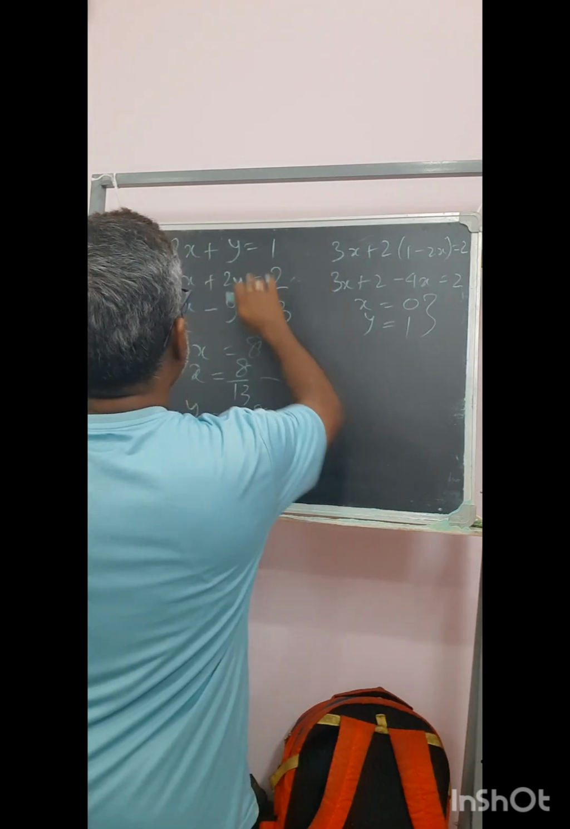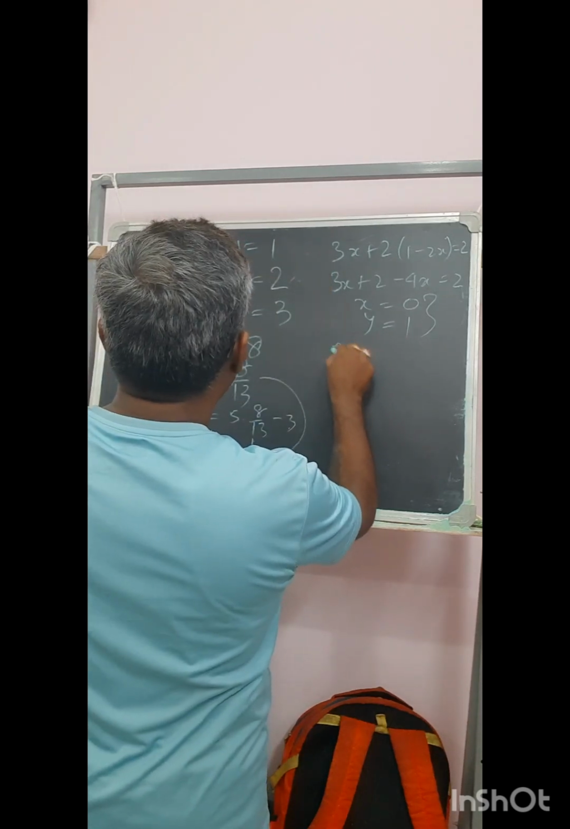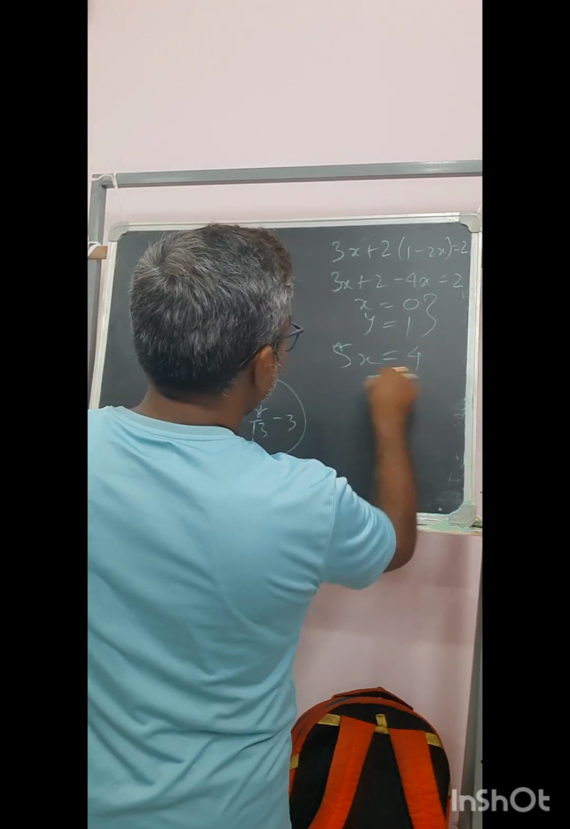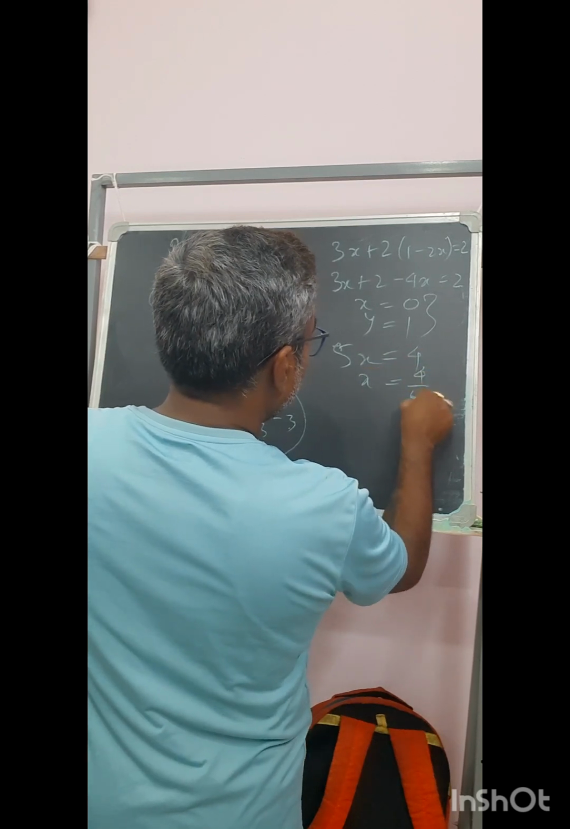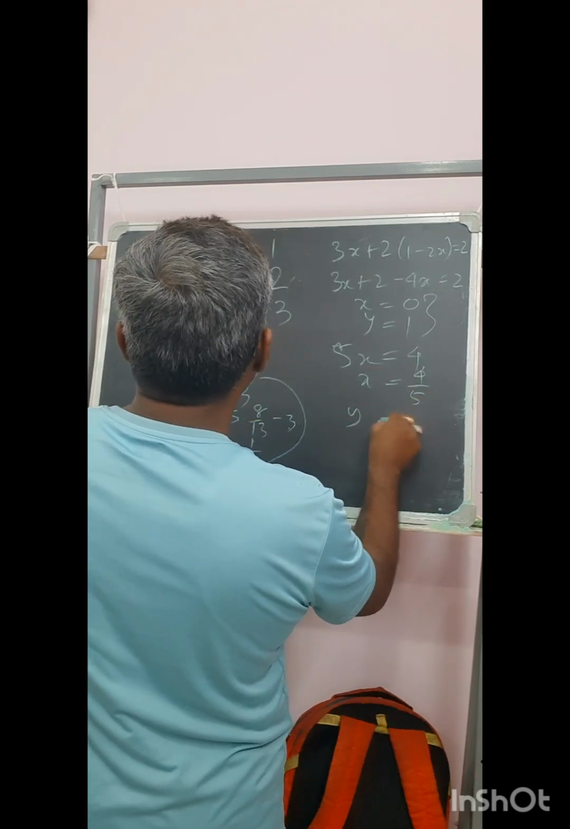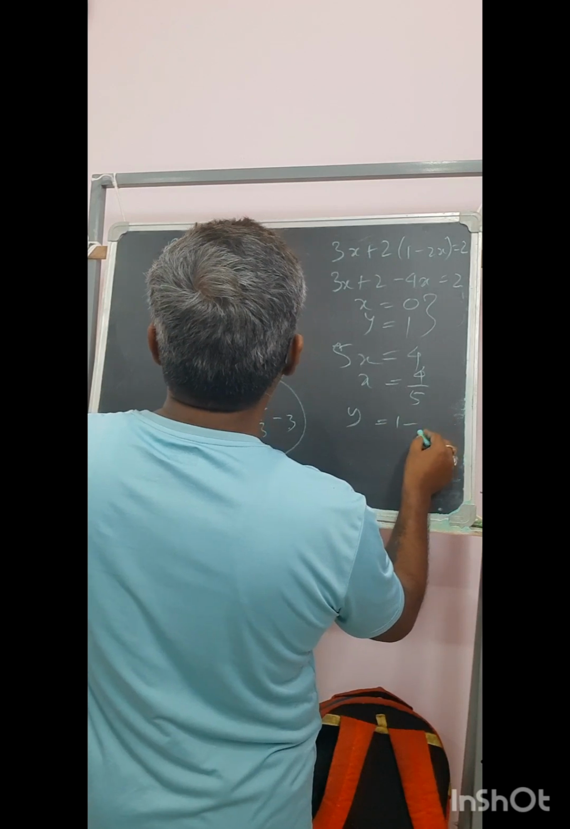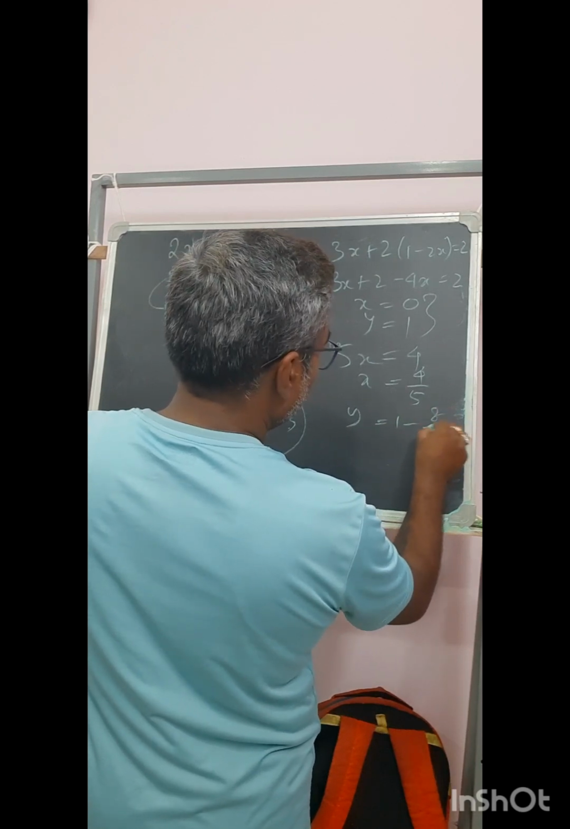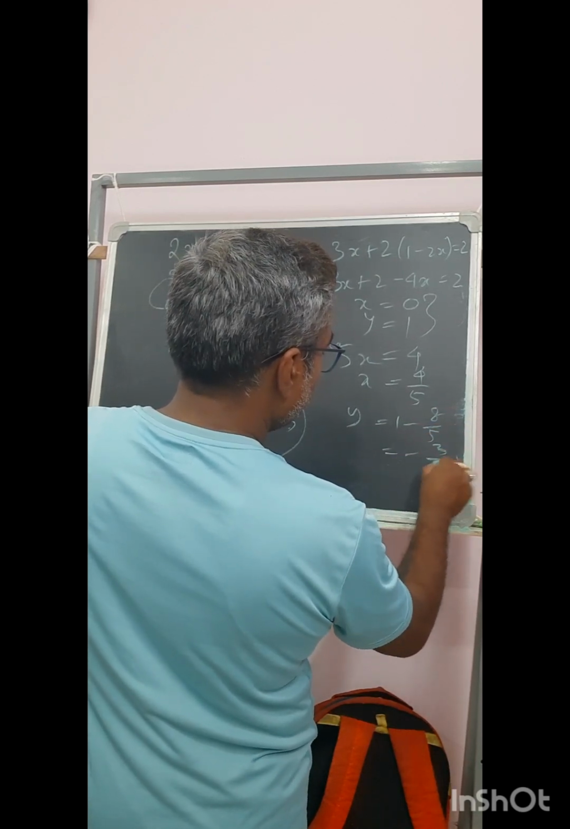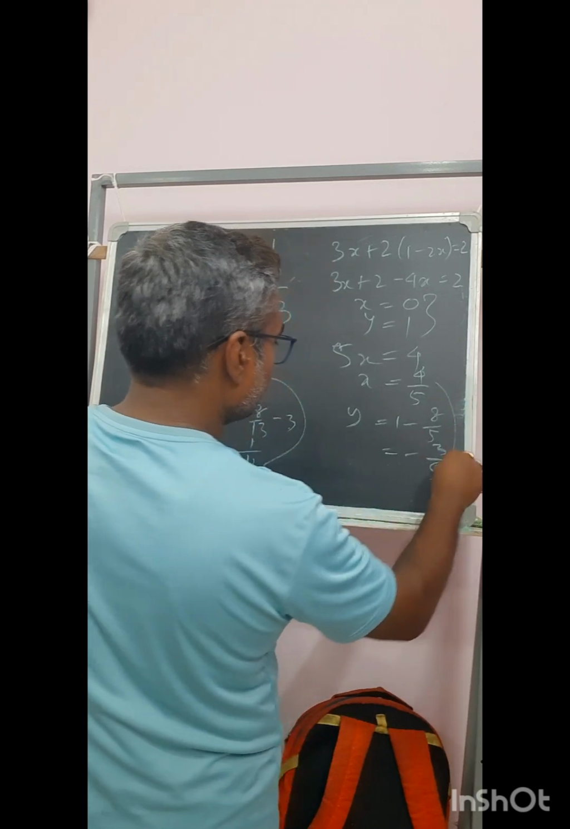And third, I will calculate this. Calculating this directly, 5x is equal to 4, x is equal to 4 by 5, and y is equal to 1 minus 2x, that means 1 minus 2 into 4 by 5, that is equal to minus 3 by 5. So this is one set of values.